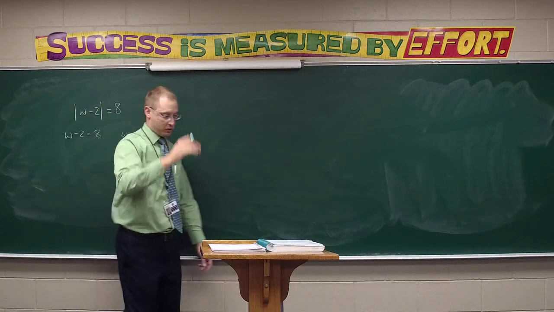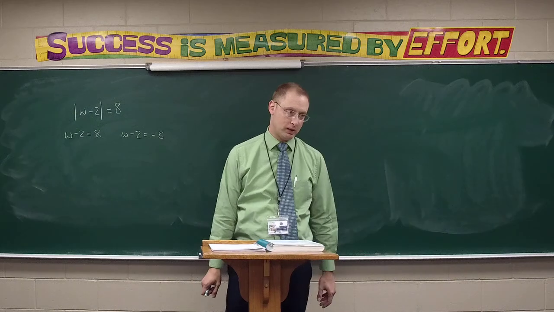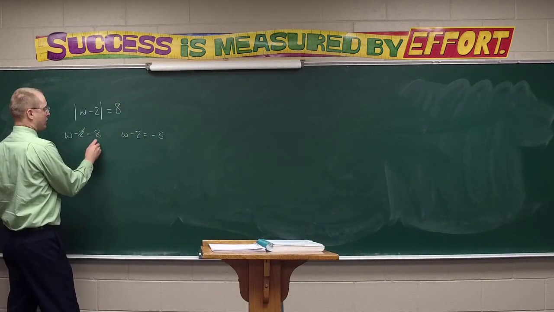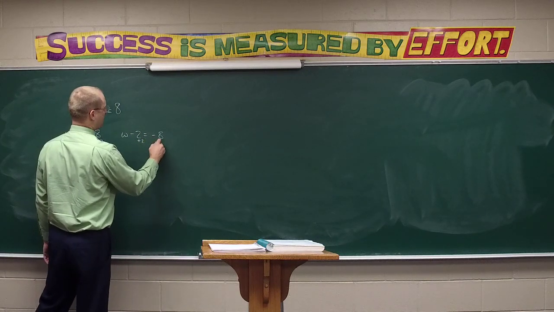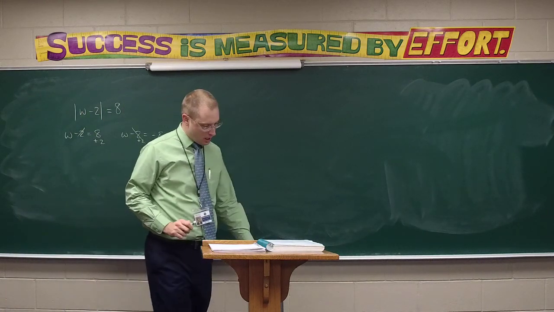And you got what 2 answers when you solved? 10 and negative 10. Oh, Michael? 10 and negative 6. So here when I add the 2, I get the 10. Here when I add the 2, I get a negative 6. So be careful with the signs there.